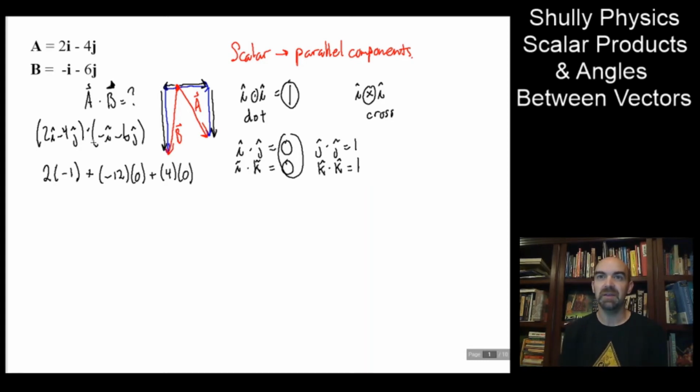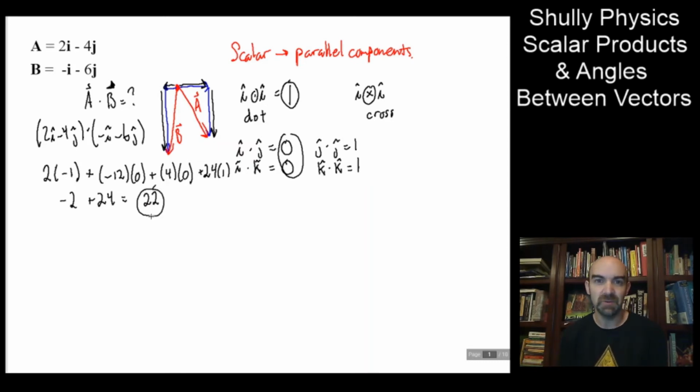And finally, we've got negative 4j dot negative 6j. So negative 4 times negative 6 is positive 24. And j dot j, just like i dot i, is 1. So this is 24 times 1. In essence, we're keeping the 24. We're keeping the negative 2 over here. And we're throwing away all the i dot j components. So to simplify, we've got a negative 2 plus 24. The scalar product is, you guessed it, positive 22.